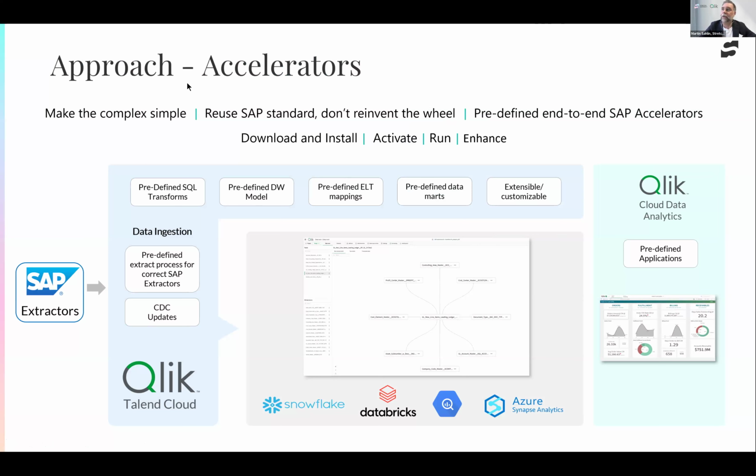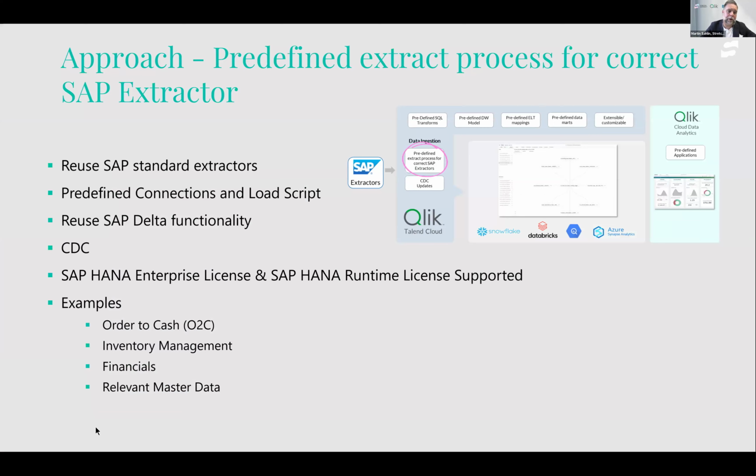So why reinvent the wheel all the time? For that, we have some predefined end-to-end SAP accelerator pipelines going all the way from the left-hand side on the SAP side to the right-hand side on the analytics. These are available to download and install. You can just activate, run, and then enhance it. Over the coming slides, I will take you through the different steps on how this is done. It's based on SAP standard, and we can easily implement the data pipelines.